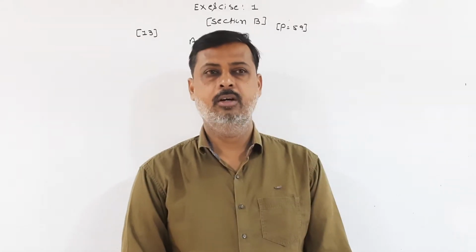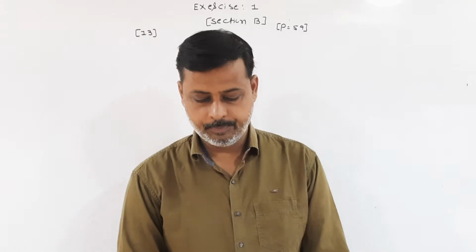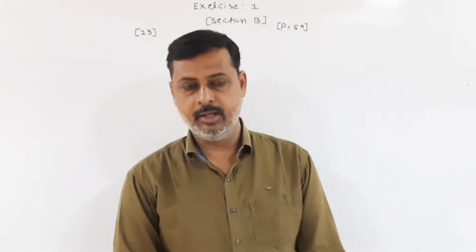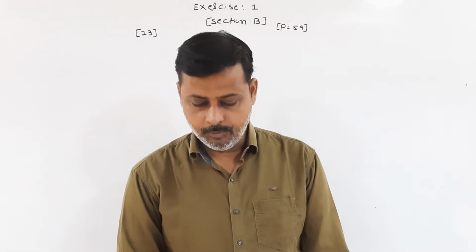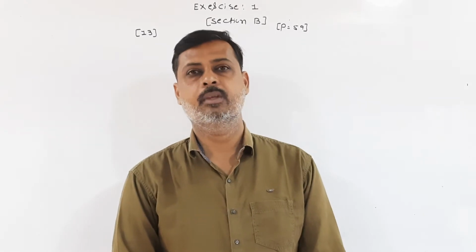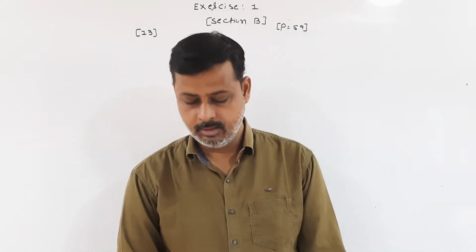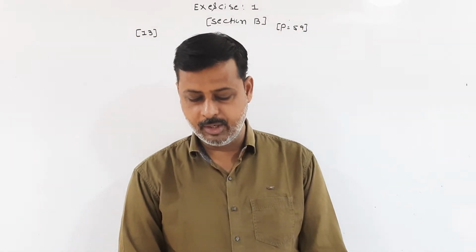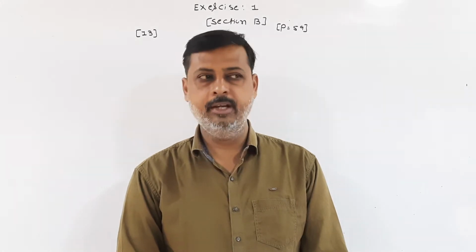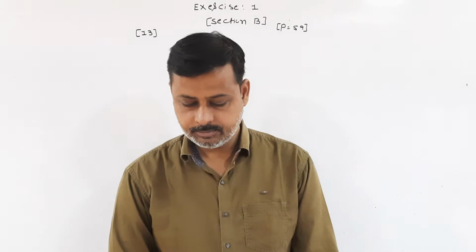Hello friends, today we are going to learn about section B, example number 13, page number 59. For two events A and B in a sample space, A intersection B is equal to phi and A union B is equal to U. State the values of P of A intersection B and P of A union B.